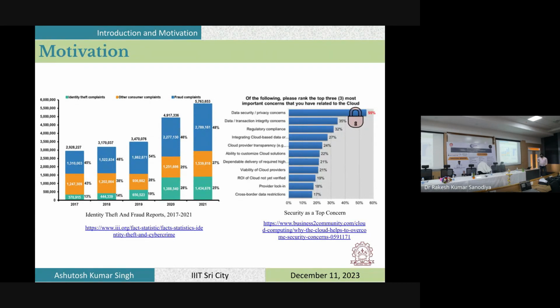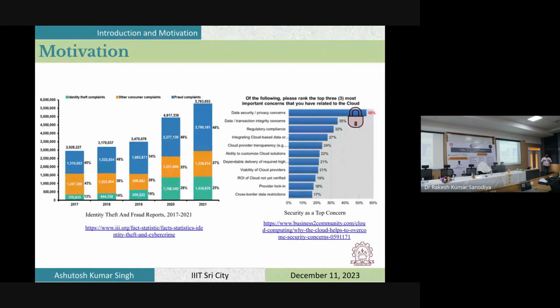And for your information, in 2021 I read a news item: the maximum penalty in the world was related to data privacy. One user had a cloud environment, data was leaked, and he claimed the maximum amount in history. You can see the statistics we have.